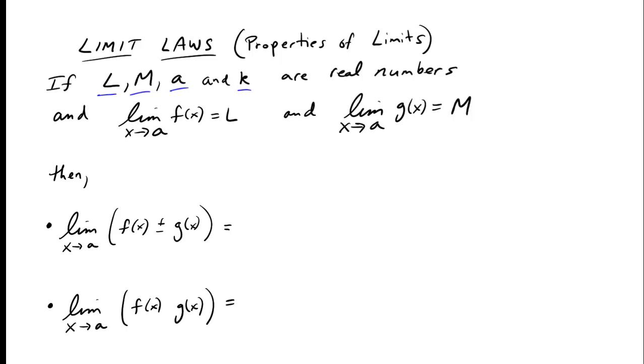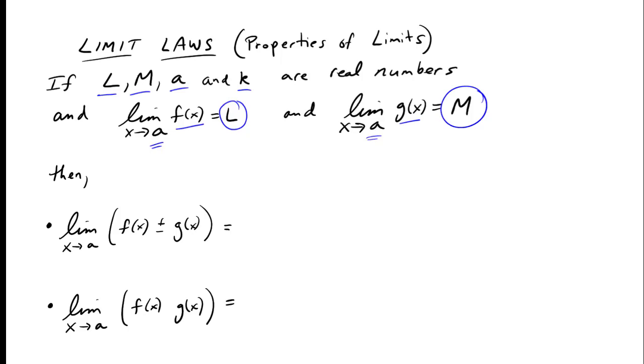and the limit as x approaches a of f of x is L, and the limit as x approaches a of g of x equals M. So what we're saying is that as x approaches a of f of x, we get the limit L. And as x approaches a of g of x, we get the limit M.